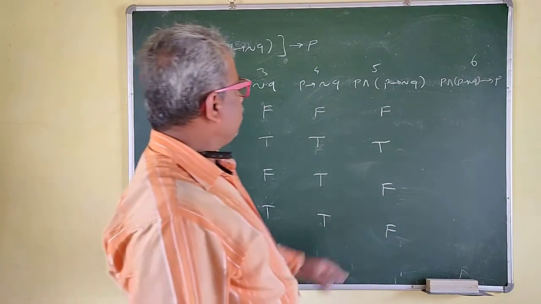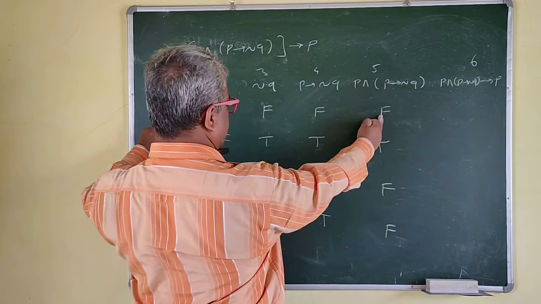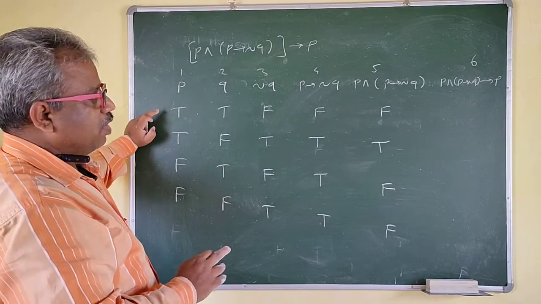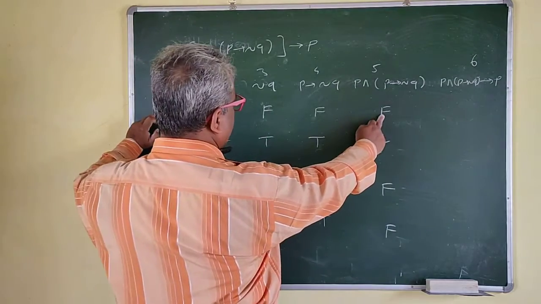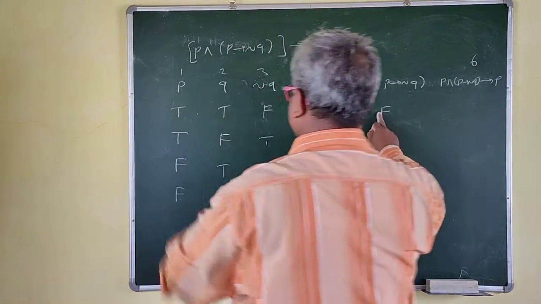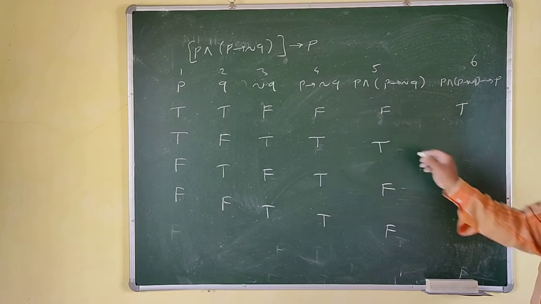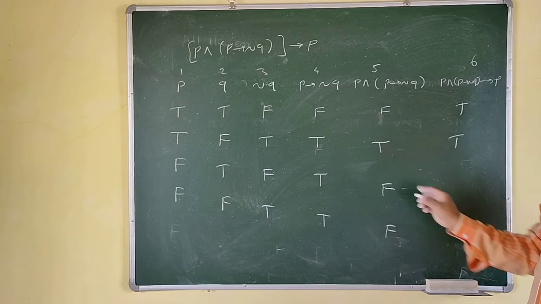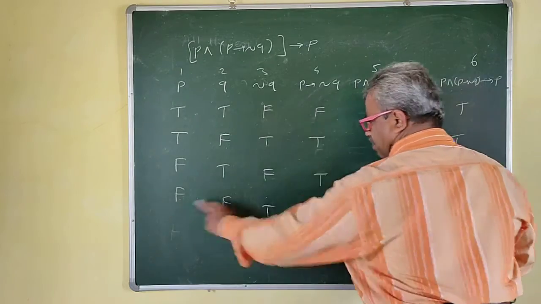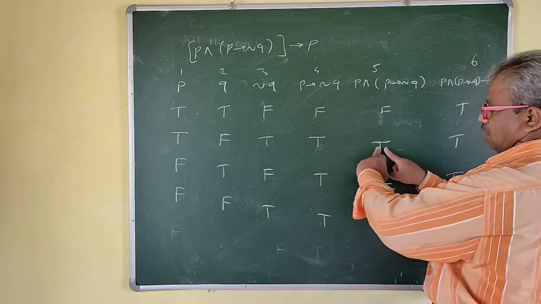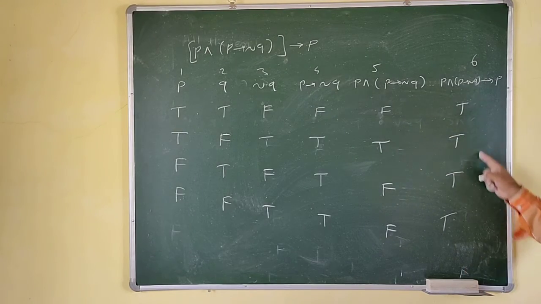Okay. Now this implies P. Right? You cannot reverse this, because P implies Q is not the same as Q implies P. So go in this order: this implies P. F implies T is T. T implies T is T. F implies F is T. F implies F is T. So this is T. Right? All the entries are T.